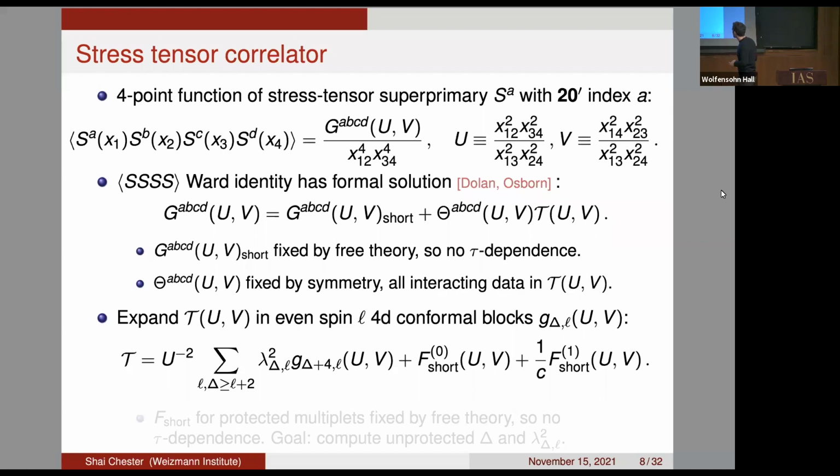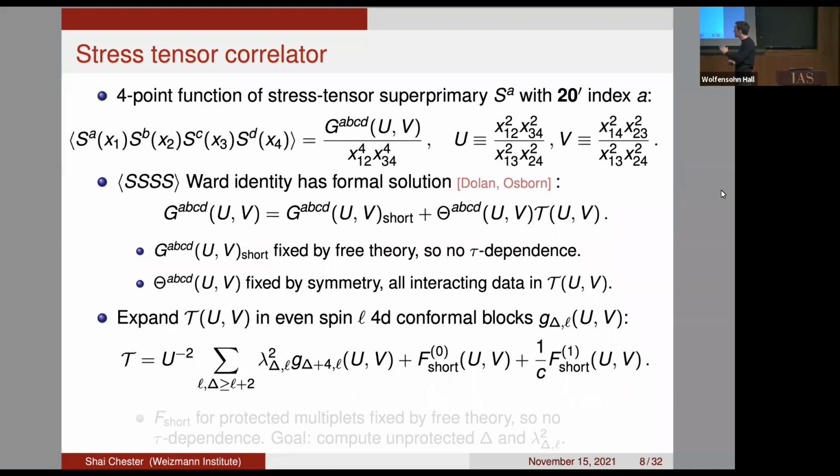And here's the block expansion. So we have these two short terms, and these take into account all the short multiplets. The short multiplets do not depend on tau, and they are linear in 1 over C. And that's why we can write them as F0 short plus 1 over C F1 short. So all the non-trivial stuff is in the first term, which is the sum over all the unprotected multiplets that appear in this 4-point function.